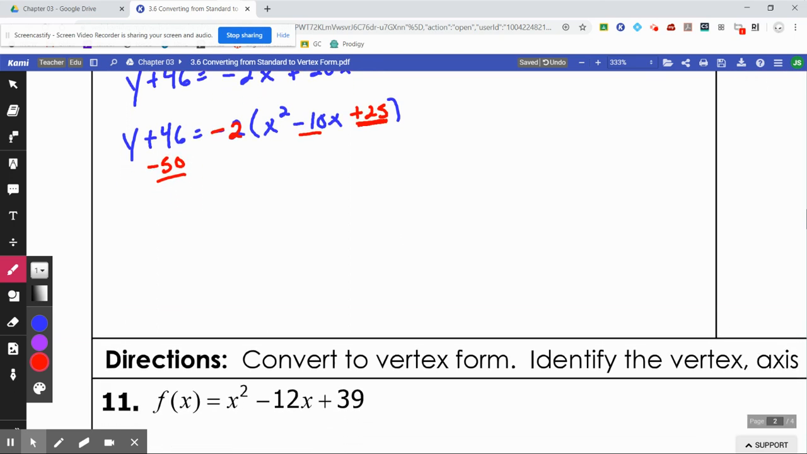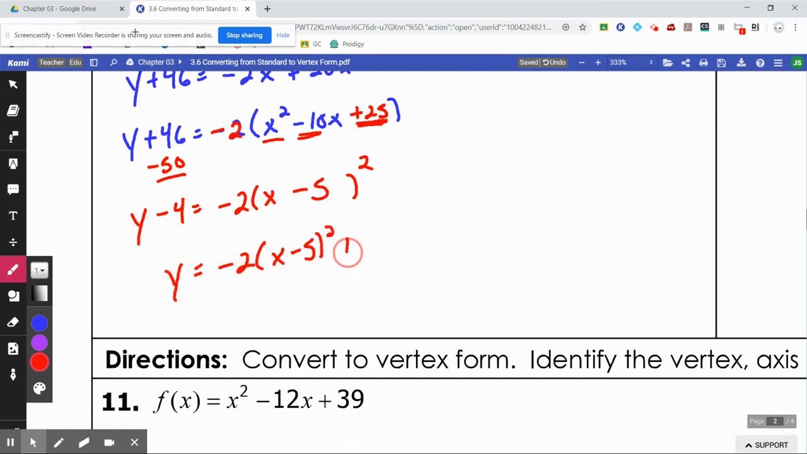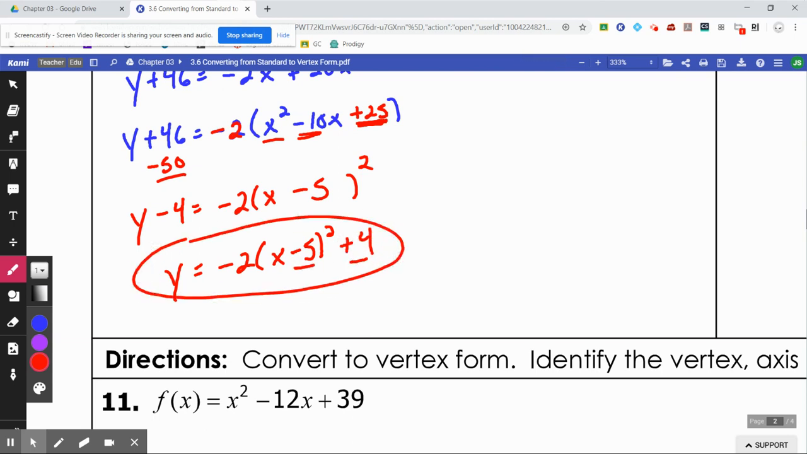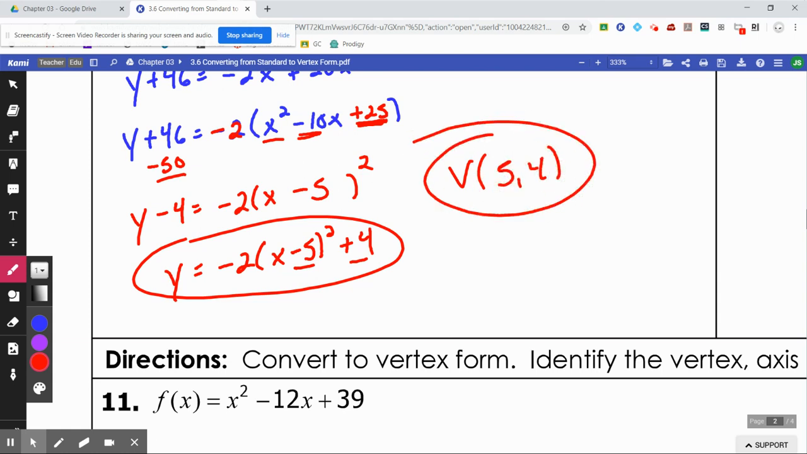That turns this into y minus 4 equals, bring down negative 2, and let's factor. X times x gives you x squared. Adds to give you negative 10, multiplies to give you 25 would be a negative 5 and a negative 5. Move the 4 back over and you are done. Negative 2 parentheses x minus 5 squared plus 4. There's vertex form. Here is your vertex located right 5 and up 4 from where it used to be. So there the vertex is at 5, 4.